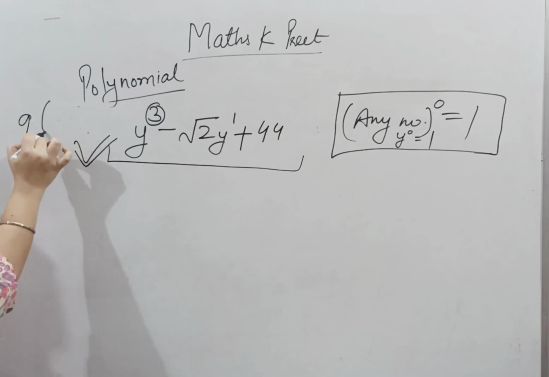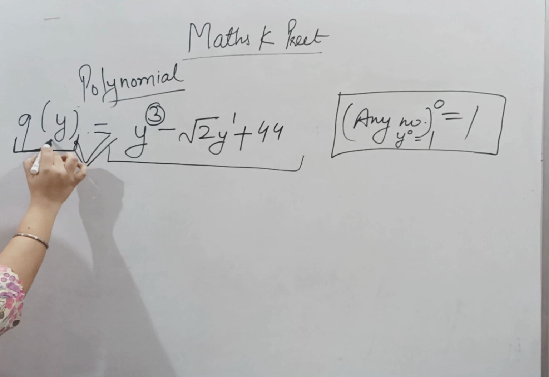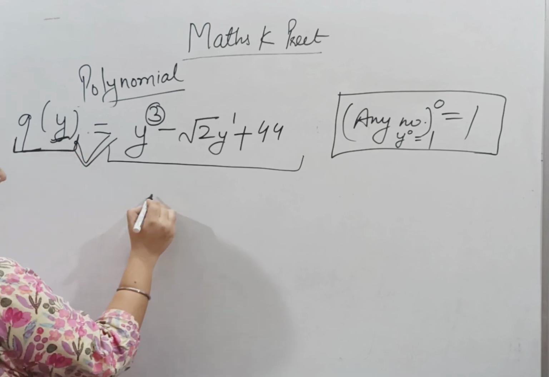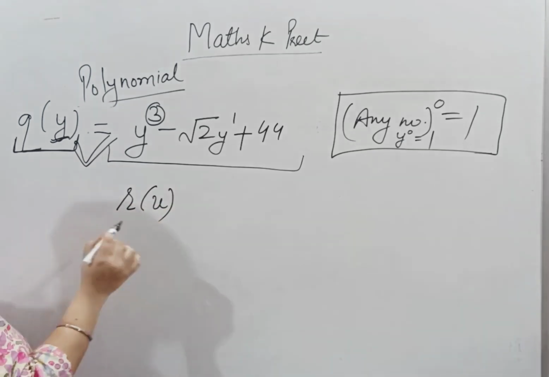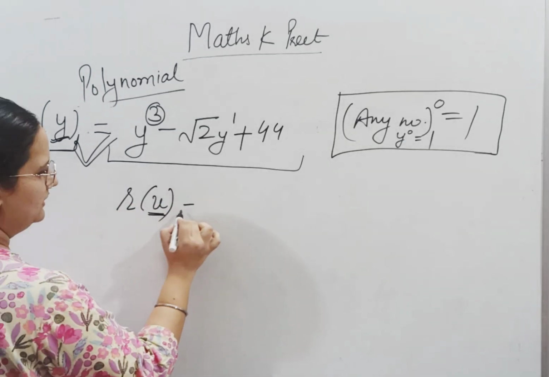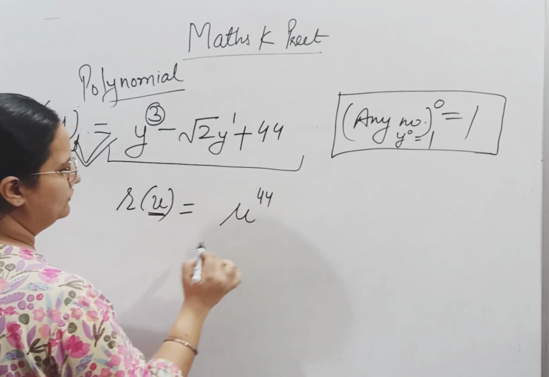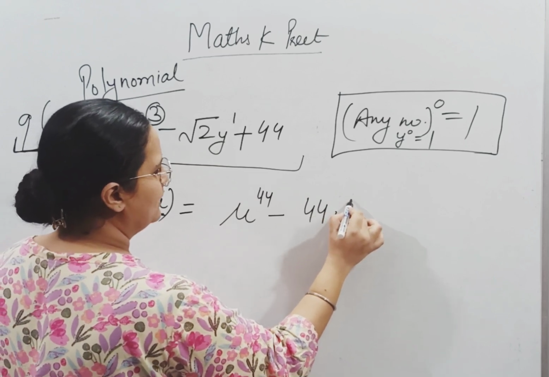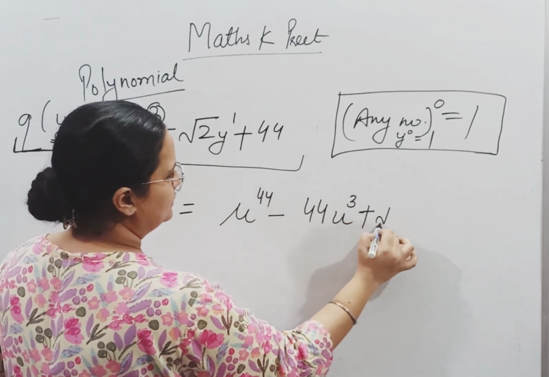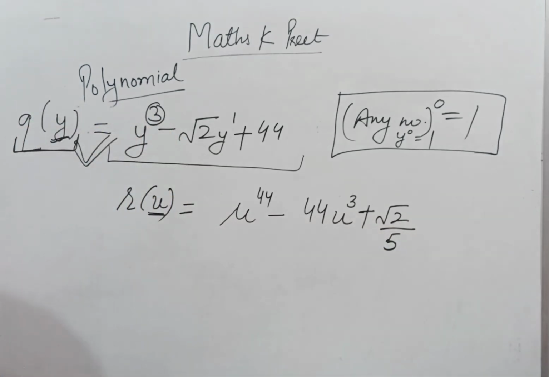So I can name it as q of y. q of y is the name for this polynomial because here the variable is y. Let's see another example. Let's take r of u. So here I will write a polynomial in variable u: u to the power 44 minus 44 u raised to power 3 plus root 2 over 5. Let's check whether this is a polynomial or not.